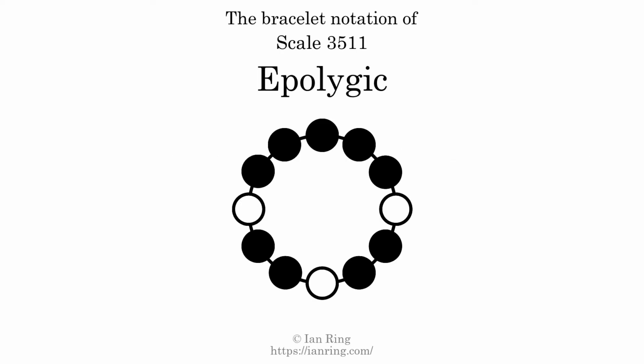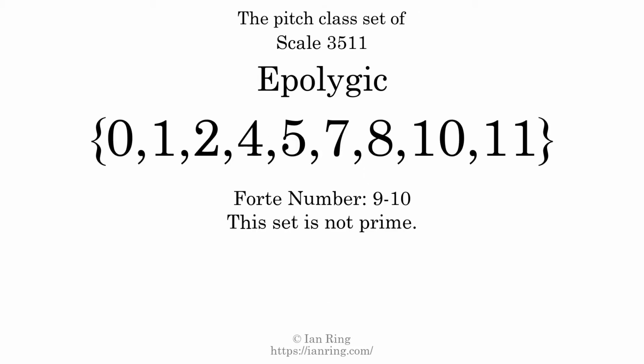This is a bracelet notation diagram of scale 3511. The shaded circles represent tones that appear in the scale, and they are read clockwise, starting at the top. The pitch class set for this scale is 0, 1, 2, 4, 5, 7, 8, 10, 11. The forte class is 9-10. This set is not prime.